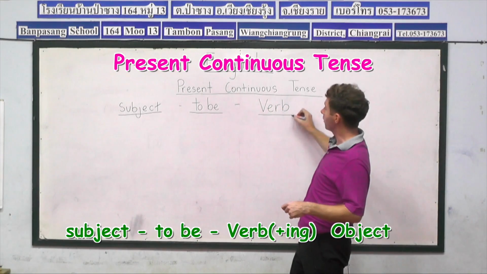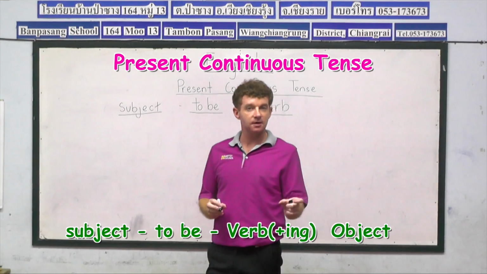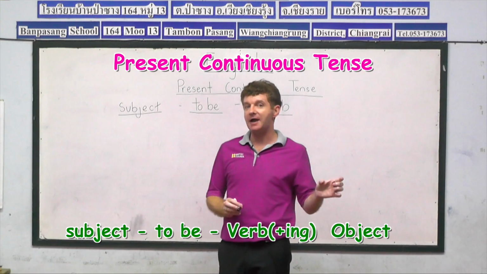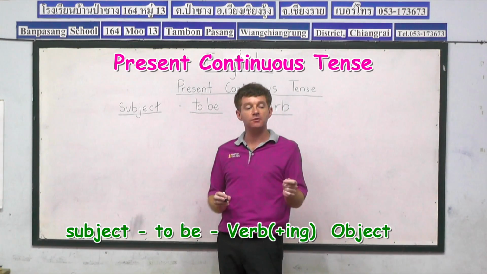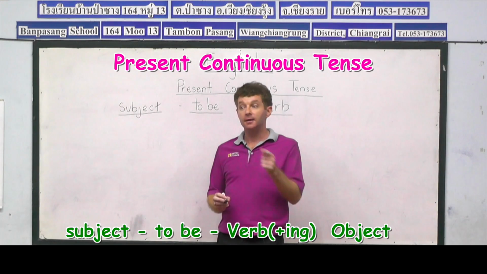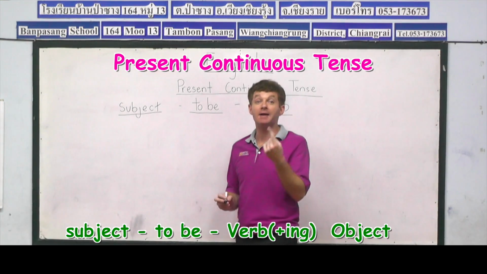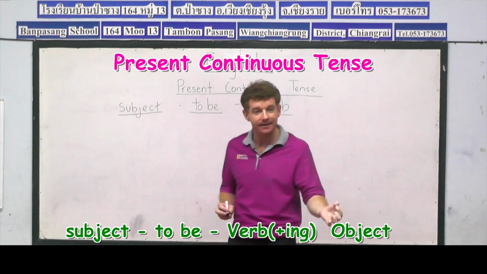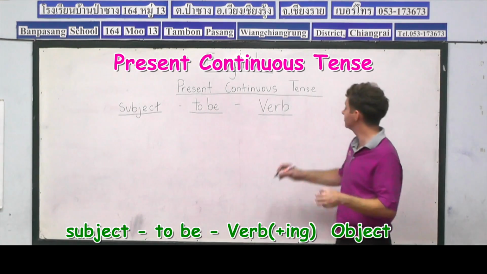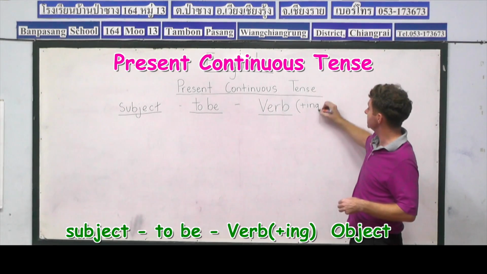V-E-R-B. Now remember, what was special about present continuous tense is that to describe ongoing actions, we have to add some letters to the verb word. Does anybody remember? Plus ing. Excellent, yes. So now, I won't say, I am talk. I will say, I am talking. Talk, I-N-G. So verb plus I-N-G.